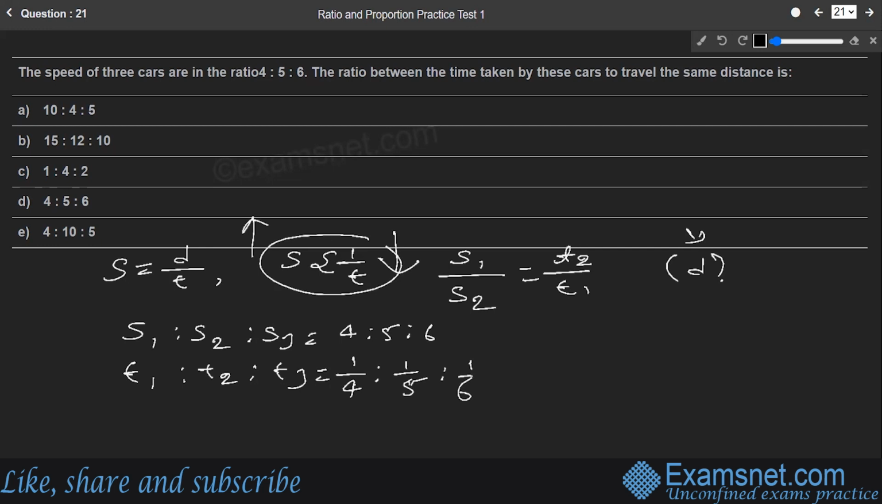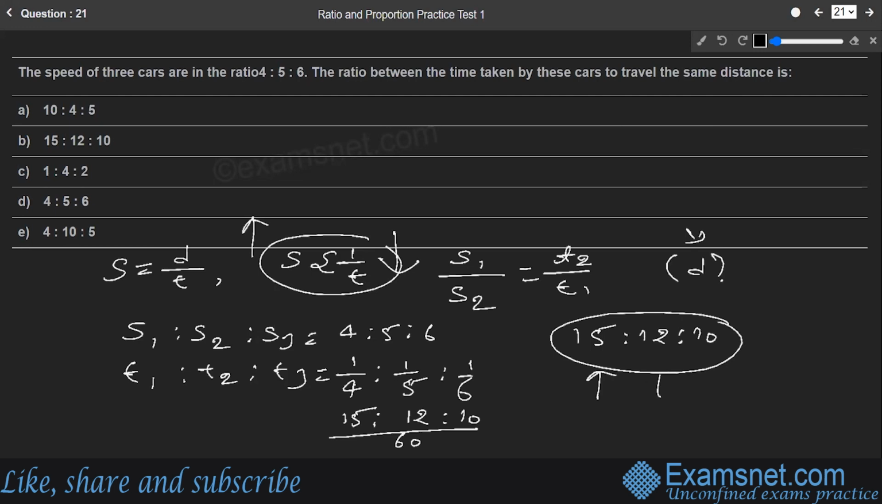So we just need to solve this 1 by 4 is to 1 by 5 is to 1 by 6 in simple numbers. For that, we take the LCM. LCM of 4, 5, and 6 can be 60. Let us solve it. 4 divides 60, 15 times; 5 divides 60, 12 times; 6 divides 60, 10 times. So the ratio becomes 15 is to 12 is to 10. So that is the ratio of the time taken by all these three cars. The time ratio is 15 is to 12 is to 10, which is available in option number B.